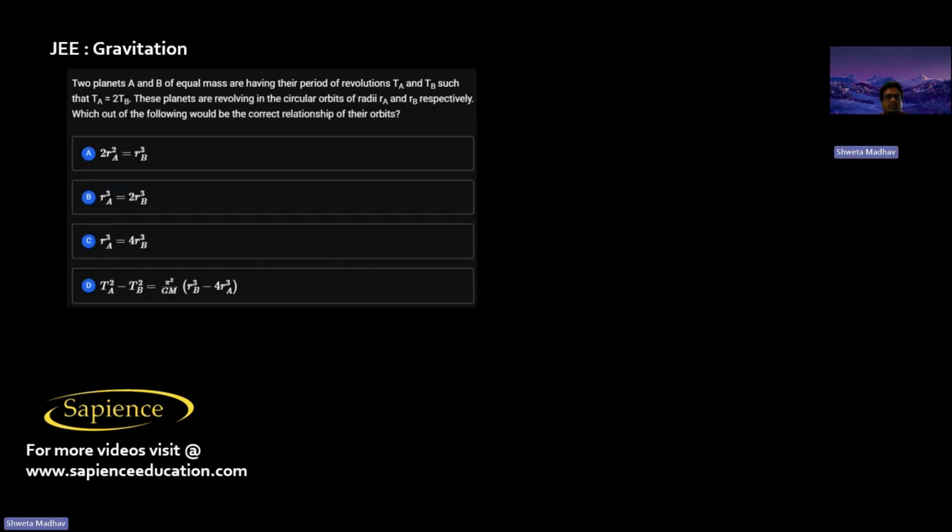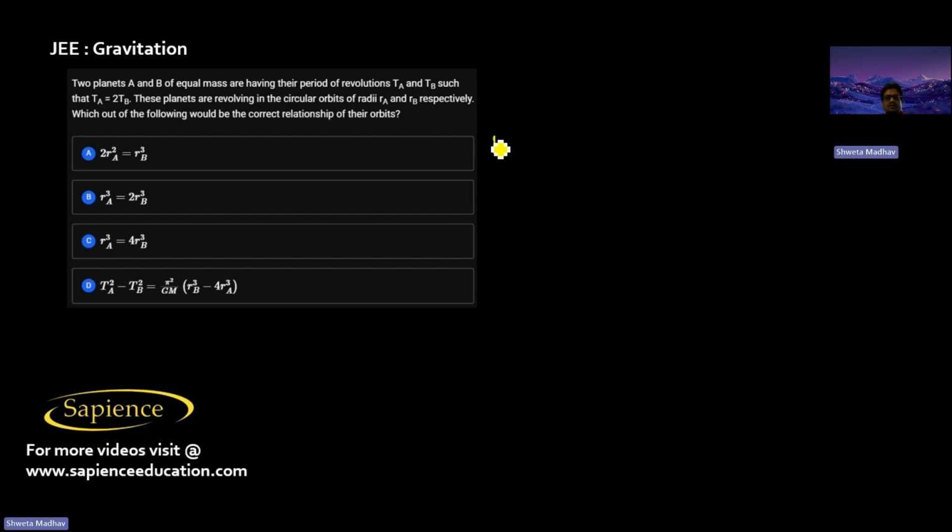Then it is told that two planets A and B of equal mass are having their periods of revolutions TA and TB such that TA equals 2 TB. These planets are revolving in circular orbits of radii RA and RB respectively. Which of the following would be the correct relation of their orbits?